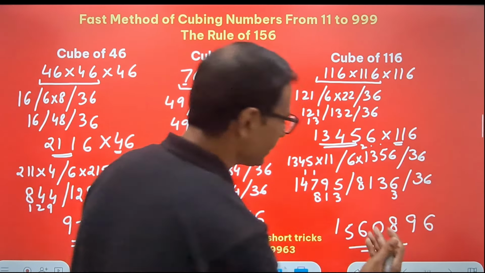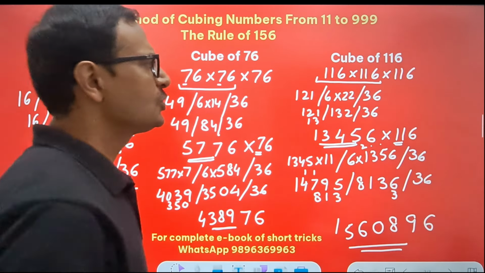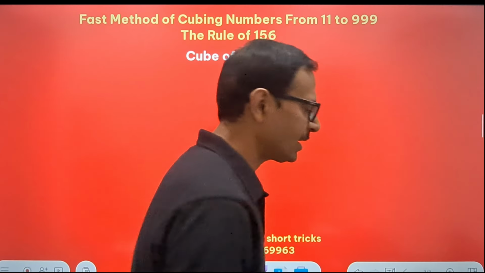Now pick up the calculators. 1560896 is the cube of 116. So you can go on and take up big numbers and challenge yourself. I'm sure the rule of 156 is going to get the cubes of all the numbers from 11 to 999 which are ending in 156. That is why 156, rule of 156.